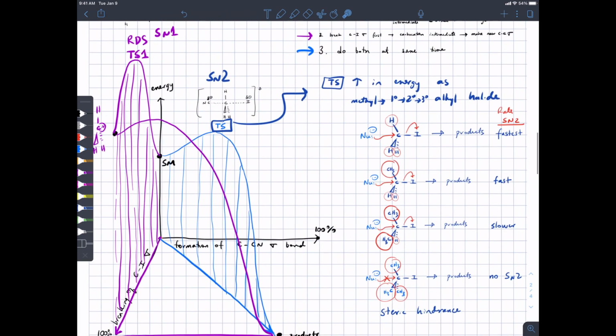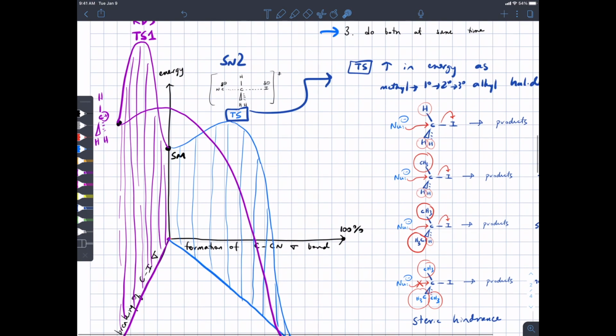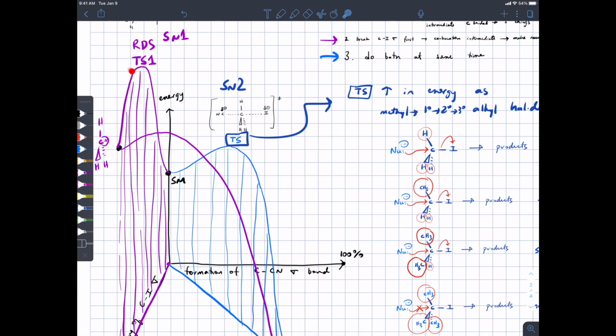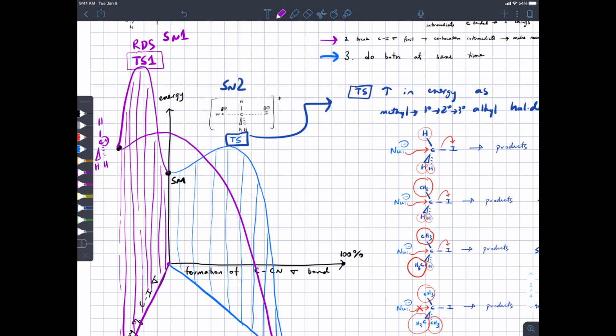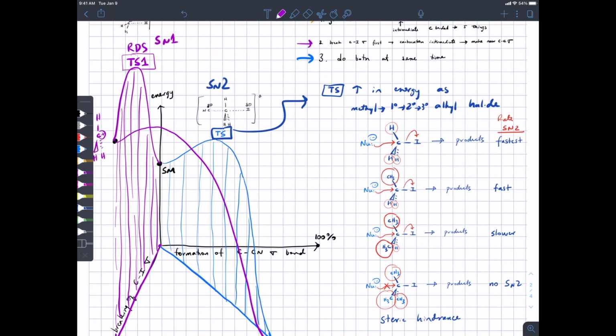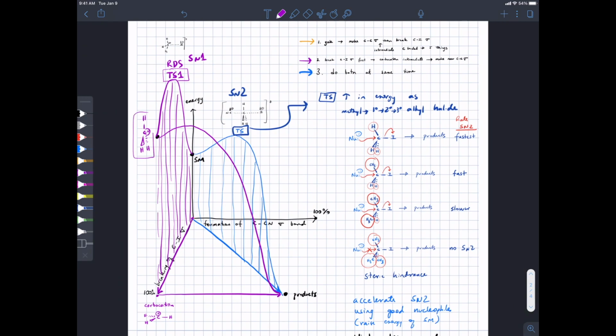Now, if we wanted to accelerate the SN1 reaction, what would we do? We would need to think about lowering the energy of this transition state, the purple transition state 1, and or the energy of the carbocationic intermediate. And we're going to see that the energies of the carbocationic intermediate and the transition state are tied together quite closely.